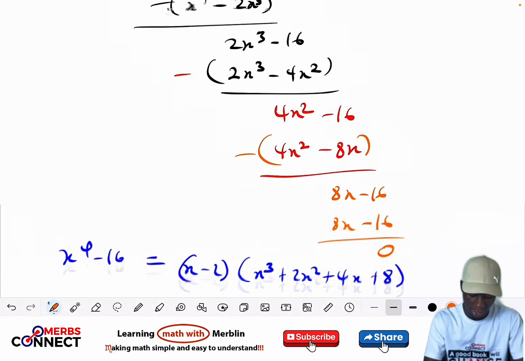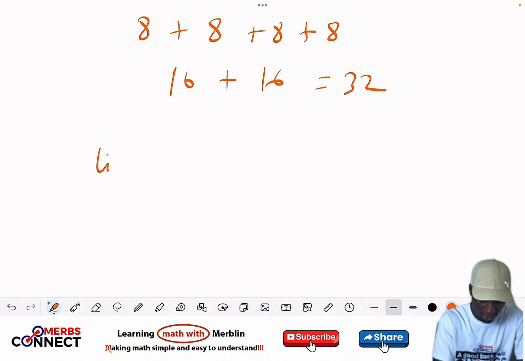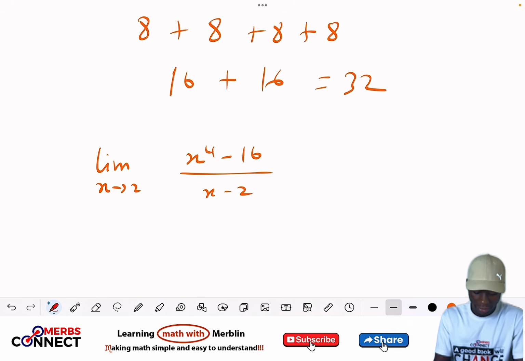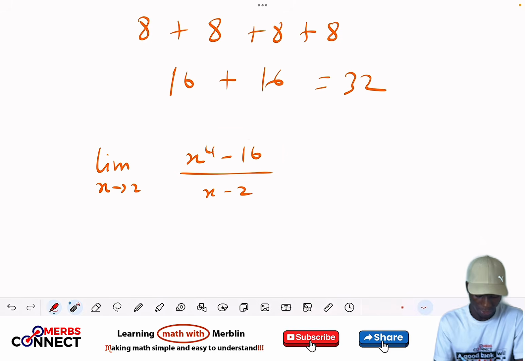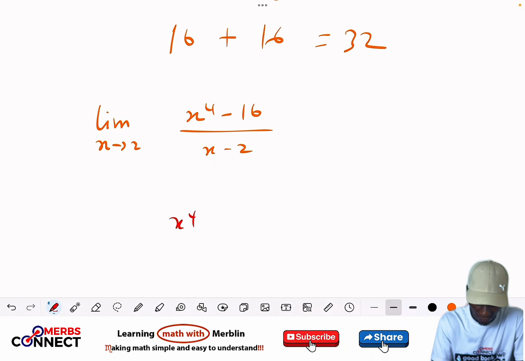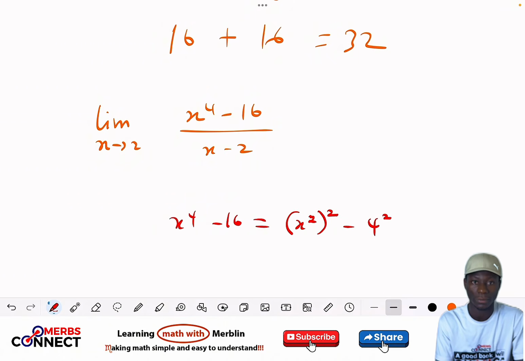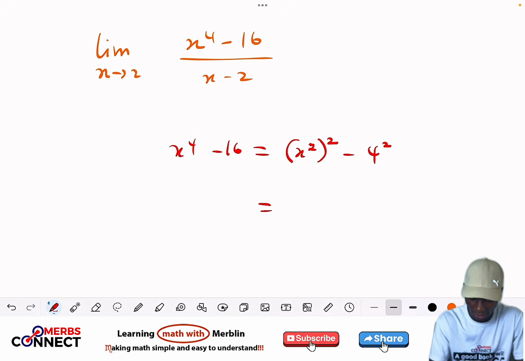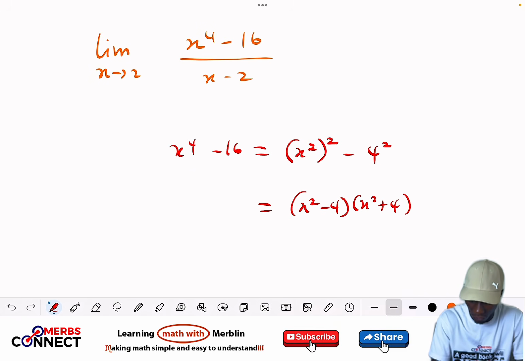And let me walk you through the shortcut. So the shortcut is how to see the function without doing a lot. So as soon as I saw the question, this is what I saw. I saw that I can write this one as a difference of 2 squares, right? So I can write x to the power 4 minus 16 as x squared minus 4 squared. Is that right? So if I can write this one like this, then I can write this one as x squared minus 4 times x squared plus 4.